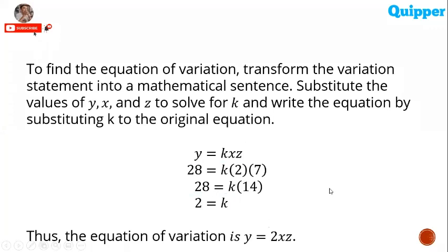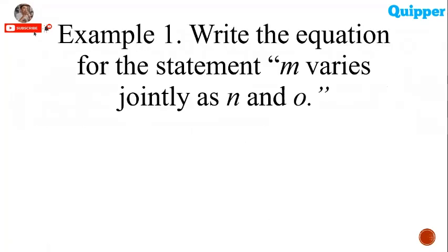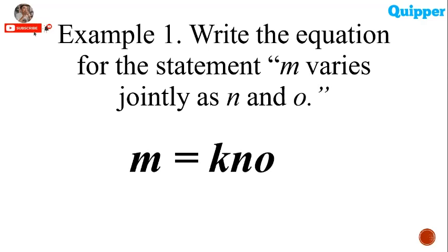That is how you solve or find the equation of variation. Let's try translating or transforming a variation statement into a mathematical sentence. Write the equation for the statement m varies jointly as n and o. It's very easy. Just look at the values and remember the equation or the form. You have m is equal to kno. Do not forget k because it's the constant of variation. That's it for translating.